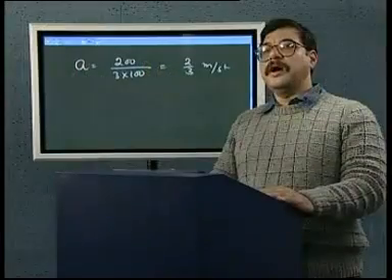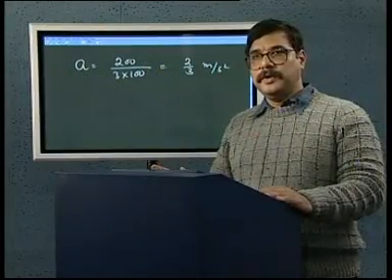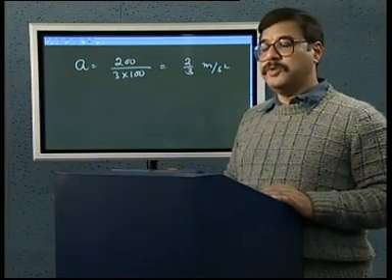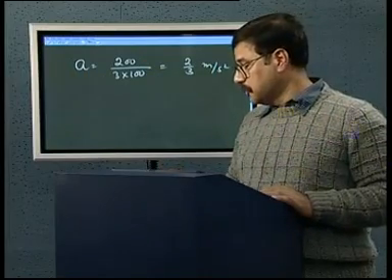So you see how friction changes the acceleration and how it affects the motion between two bodies that can apply frictional force on each other.